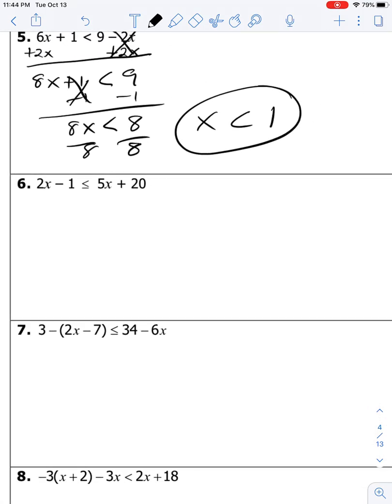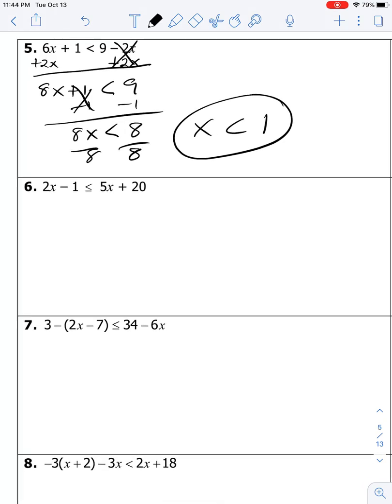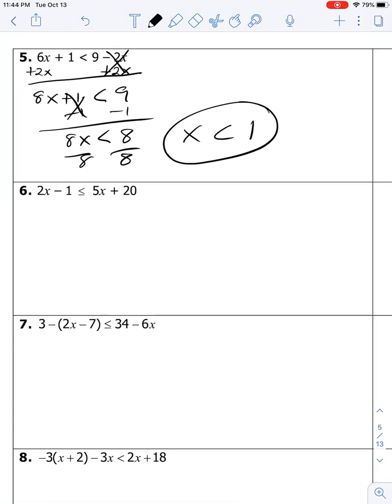All right, number 6, same type of problem. So here we are, 2 terms on the left, 2 terms on the right. We need to get our x's all to one side. So you can either subtract the 2x or subtract the 5x. I'm going to subtract the 2x. So we get negative 1 is less than or equal to 3x plus 20.